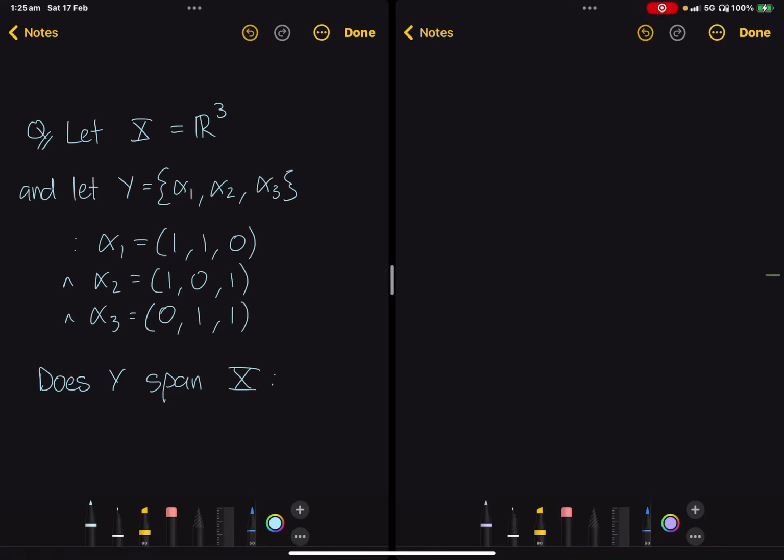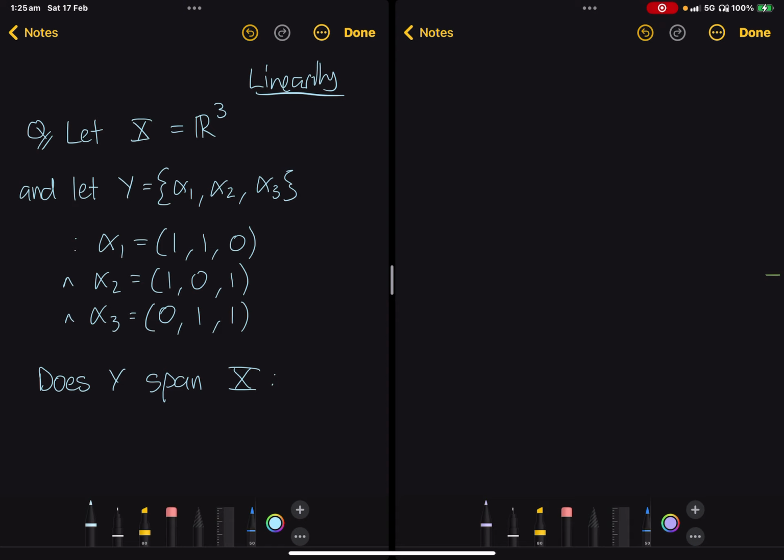Alright, so we're going to have a look at another question from the topic of linearity. We have: let capital X equal R3, and let capital Y equal the set alpha 1, alpha 2, alpha 3, such that alpha 1 is the vector 1, 1, 0, alpha 2 is the vector 1, 0, 1, alpha 3 is the vector 0, 1, 1. We are asked, does capital Y span capital X?